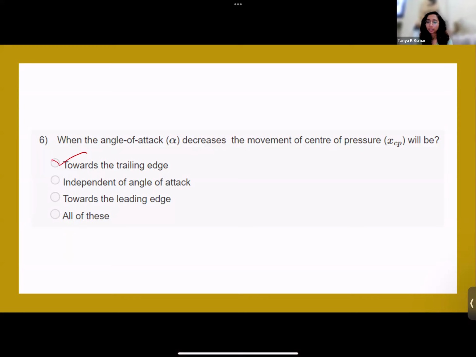Anybody else? Now that you know it's towards the trailing edge, can you try to justify that answer? We had seen how center of pressure varies, right? So we had come up with the aerodynamic center because the center of pressure keeps changing with angle of attack. Aerodynamic center is a point that is independent of angle of attack. Center of pressure keeps changing with angle of attack, so it was undesirable to perform the analysis there. At that time, we had discussed how it varies with change in angle of attack. Right?